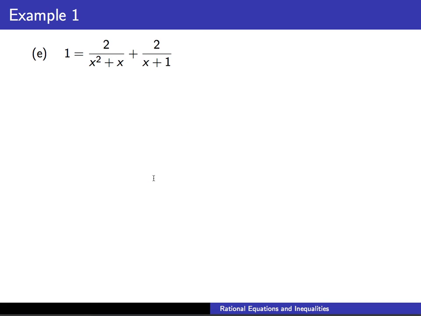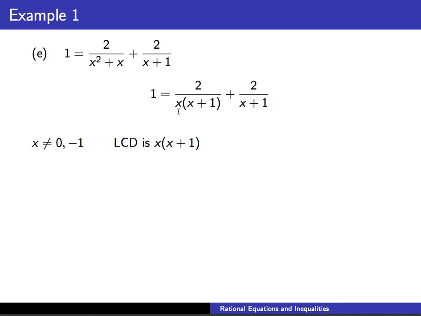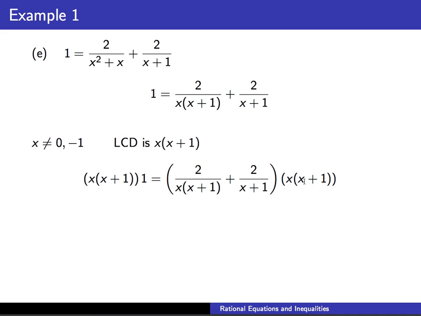Moving on, part E, we have 1 equals 2 over x squared plus 2 over x plus 1. Well, factoring what we can, in our denominator for x squared plus x, that factors as x times x plus 1. So we definitely don't want x to equal 0, and we definitely don't want x to equal negative 1. So looking at our least common denominator, both of them have an x plus 1. This one also has an x, so our least common denominator is x times x plus 1. So we're going to multiply everything on both sides by x times x plus 1.